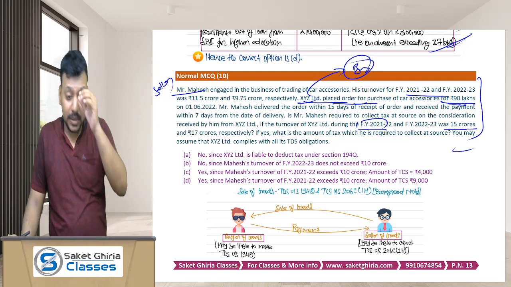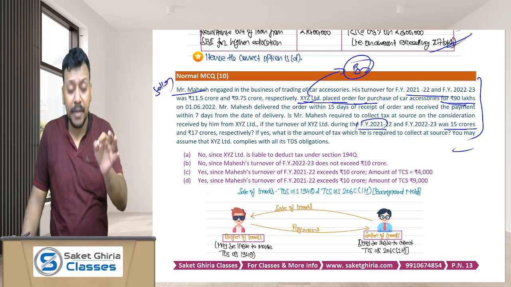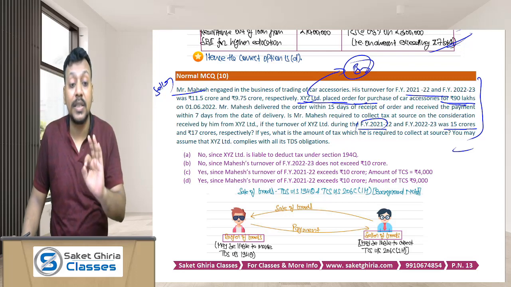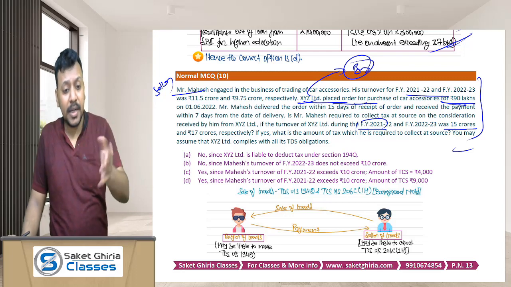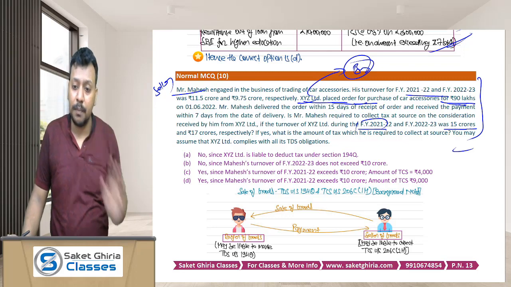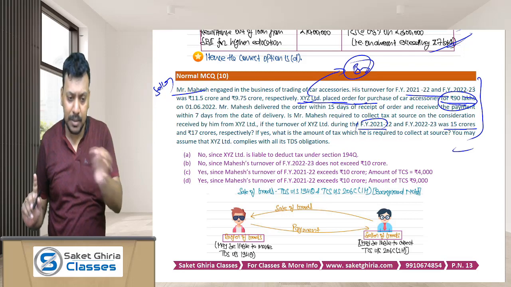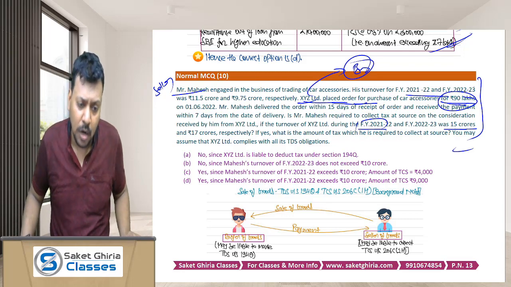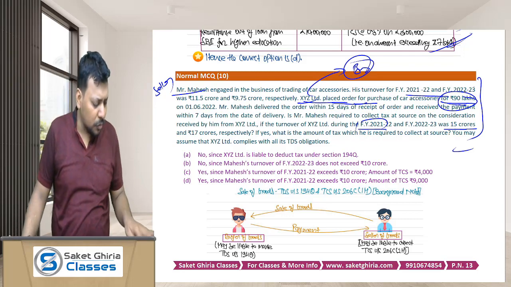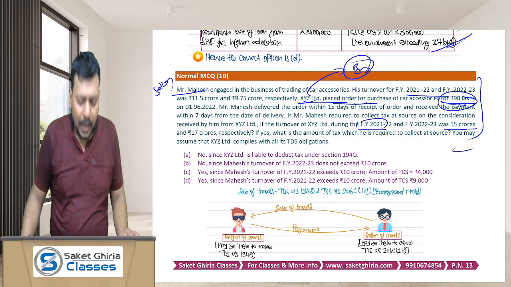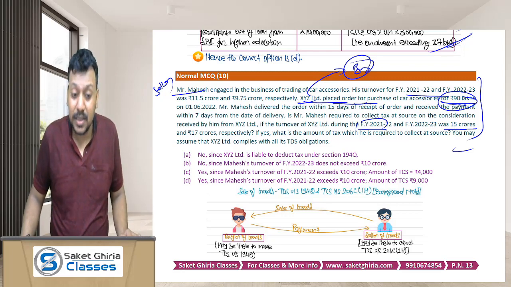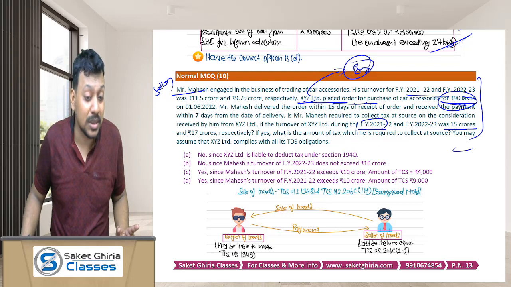So the first obligation of making TDS is upon XYZ Limited, and XYZ Limited has to make TDS at the rate of 0.1% on rupees 40 lakh, means 90 lakh minus 50 lakh means 40 lakh. At the rate of 0.1% on rupees 40 lakh means 4,000 rupees. I think 4,000 rupees, yes sir. So as in this case the TDS under section 194Q is applicable, Mr. Mahesh is not required to collect tax at source under section 206C(1H).